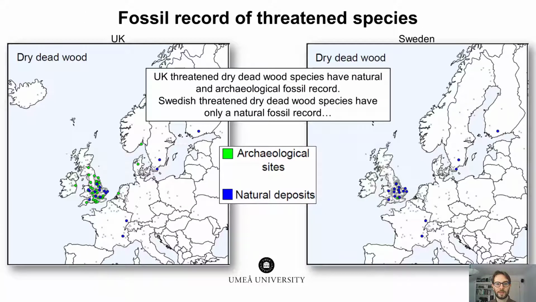If we were to compare that to the threatened species of the United Kingdom, so this is comparing species that are classified as threatened in Sweden with species that are classified as threatened in the UK, we can see that the species threatened in the UK are more common in archaeological records than the Swedish species.